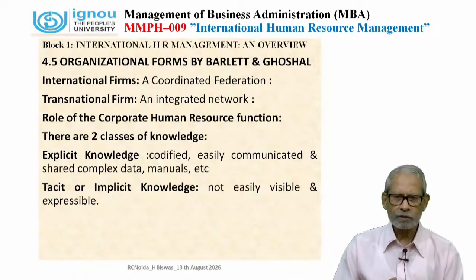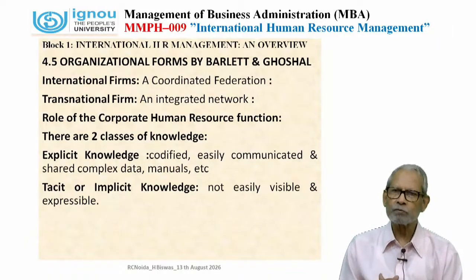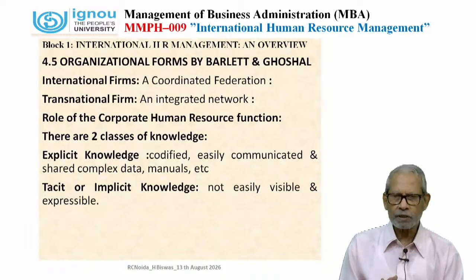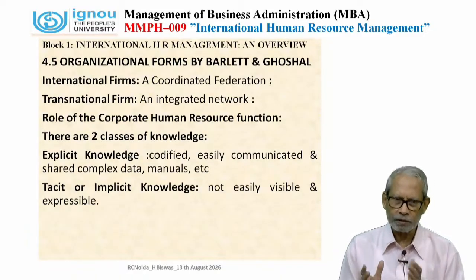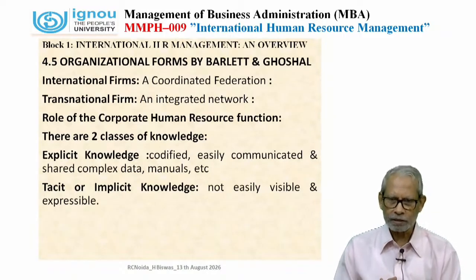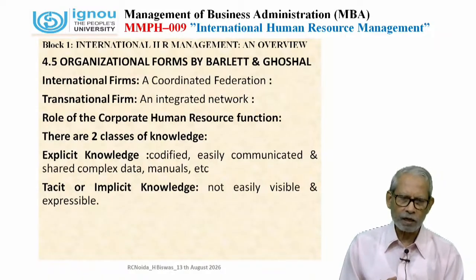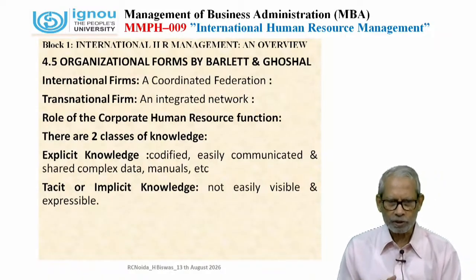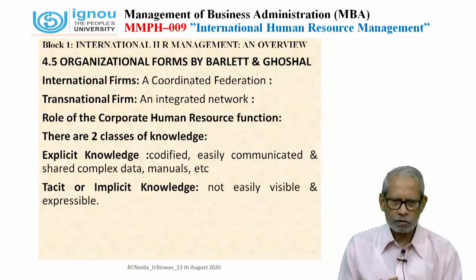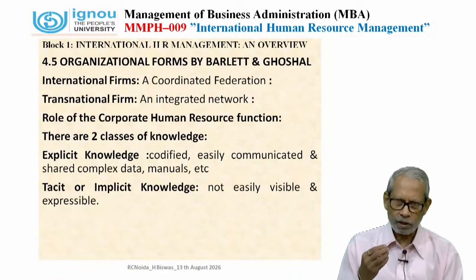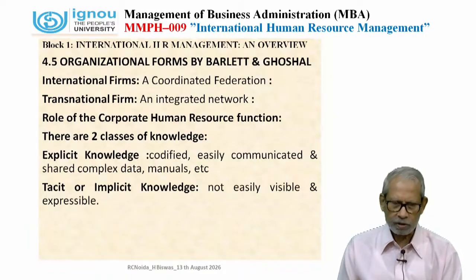The role of corporate human resource functions: there are two classes of knowledge, explicit knowledge and implicit knowledge. Explicit knowledge is basically confined and codified, easily communicated and shared, such as complex data and manuals. These are all explicit knowledge. Tacit or implicit knowledge is not easily visible or expressible. You cannot express these things, but still it is required.